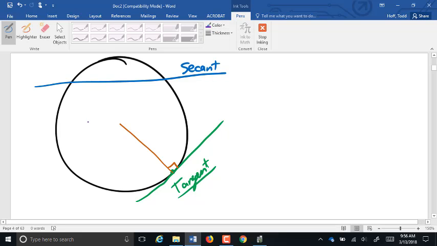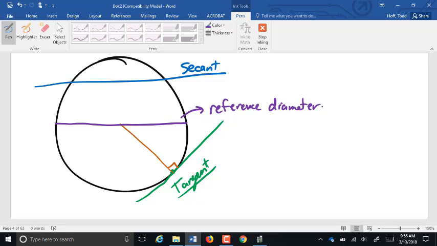Now, we've already talked about diameters. There's a special diameter we want to talk about that's horizontal like this. That is called a reference diameter. Usually we use either a horizontal or a vertical diameter as a reference diameter. But the horizontal reference diameter is our main reference diameter when we're talking about trig. The vertical is called the co-reference diameter, but we'll get to that in a few hours.